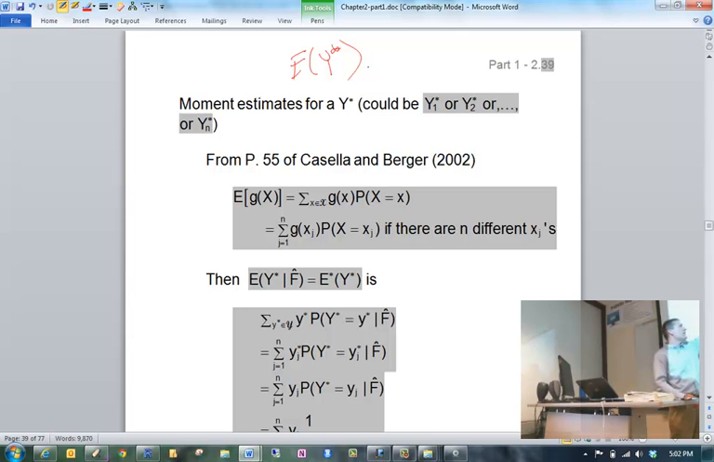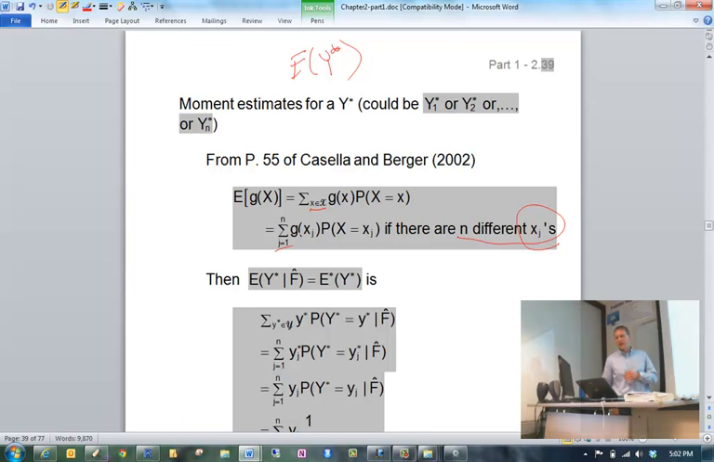Well, what you would do is take the sum over all possible values of x in your sample space. That's what that script x represents. You would take g of x times the probability that random variable x is equal to one of those possible values of x. If there are n different xj possible, then you can simplify the notation by saying sum j equal 1 to n of g of xj times the probability x is equal to xj.